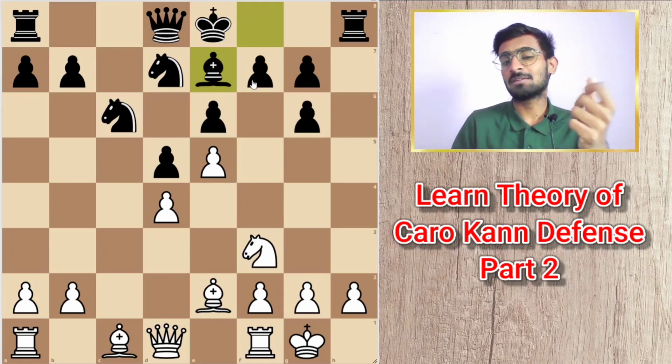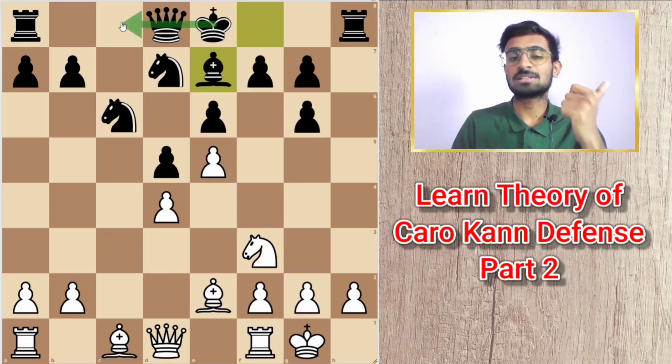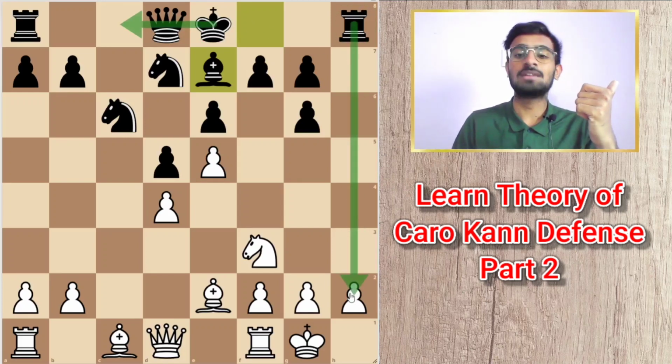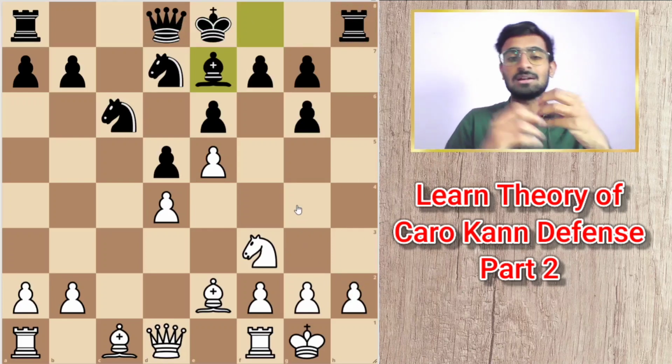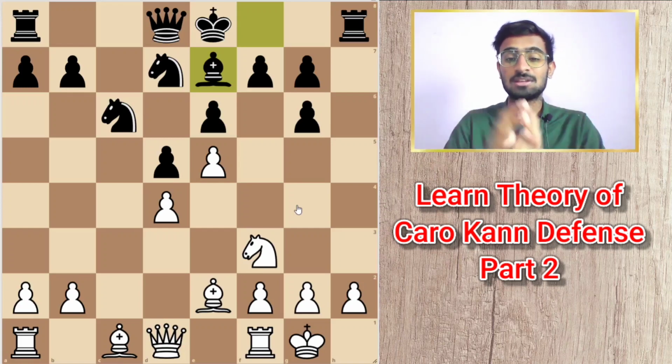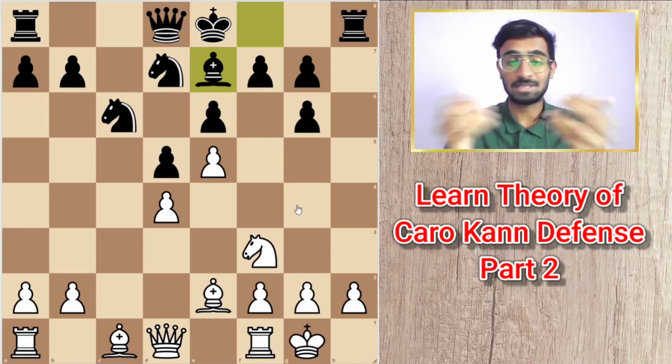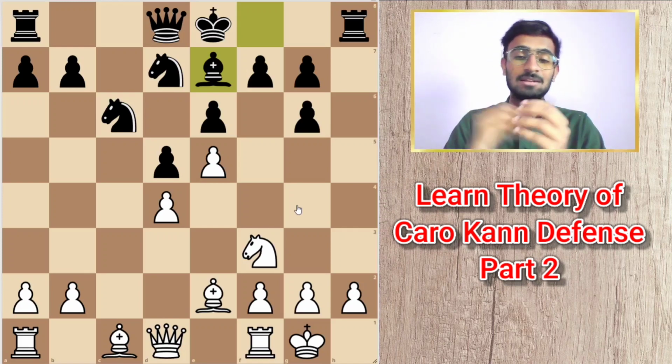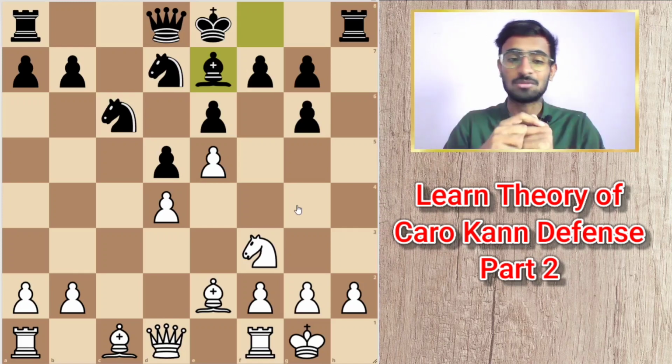Here I think black would like to castle long and use this file to attack white. Currently it's a very solid position, but the game could go in any direction. It can turn dynamic once the position starts to get opened up.